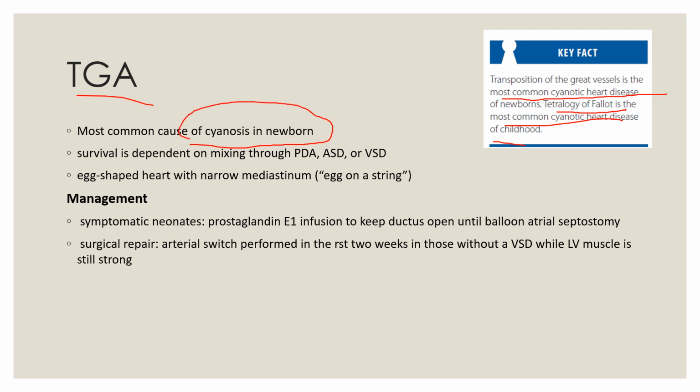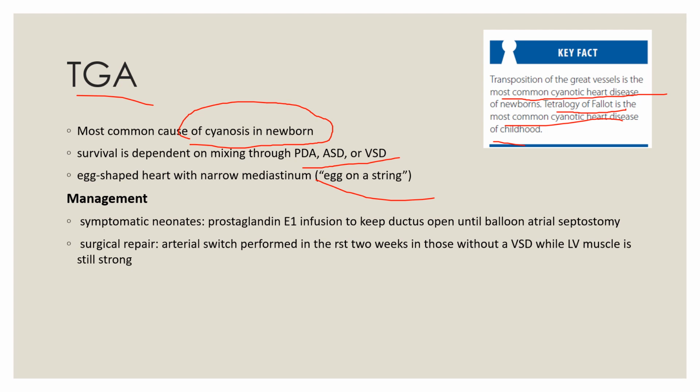pulmonary artery is originating from the left side and aorta from the right side. So it is usually a parallel circulation unless and until there is another connection which is connecting these two systems, the child will not survive. Survival is dependent on mixing either through PDA, ASD or VSD. In X-ray, you have egg on string appearance.